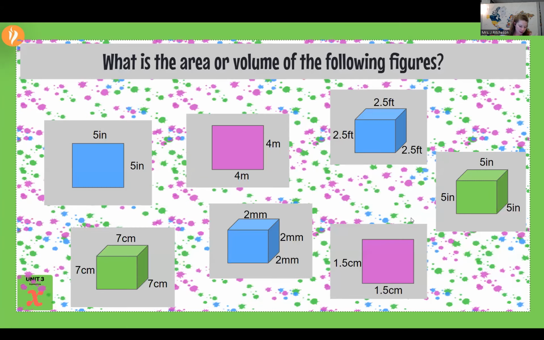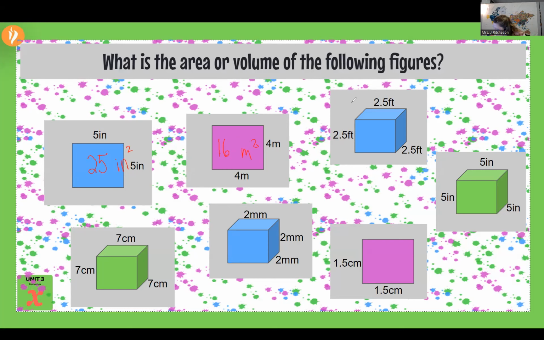All right, so I want you guys to pause the video, and I want you to find the area of the 2-dimensional figures, which are squares, and the volume of 3-dimensional figures, which are prisms. All right, 5 times 5, or 5 squared, is 25. 4 squared would be 16 meters squared. This one actually would be 25 inches squared because inches times inches is inches squared.